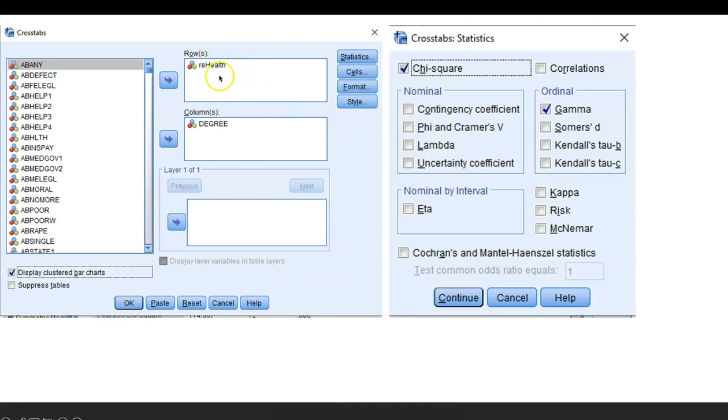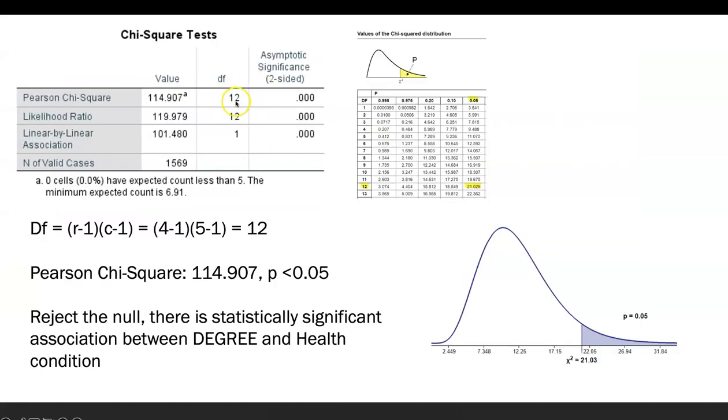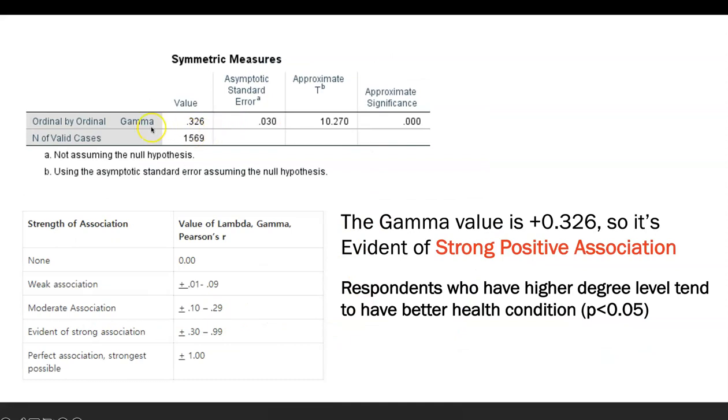The RE health is the dependent variable, the degree is the independent variable, and gamma is the option. Then 12 is the degrees of freedom, 12 is here in the row, 0.05 is the p-value, and 21 is the chi-square critical value. So 114, which is clearly bigger than the chi-square critical region. So we can say that we reject the null hypothesis, and there is a statistically significant relationship between degree and health condition. Now, very importantly, there is the gamma.